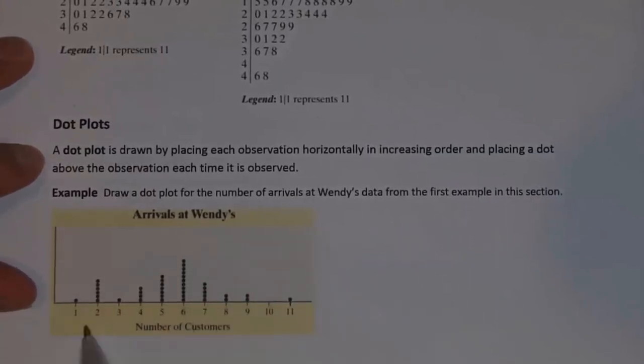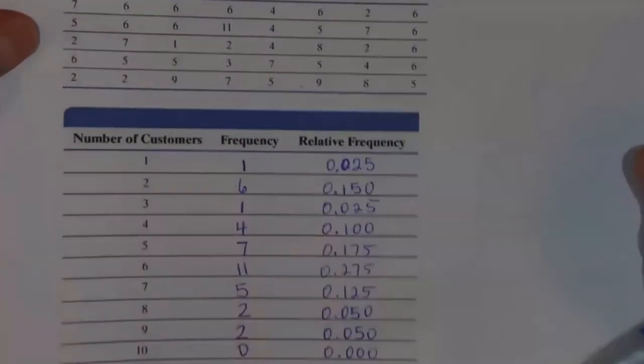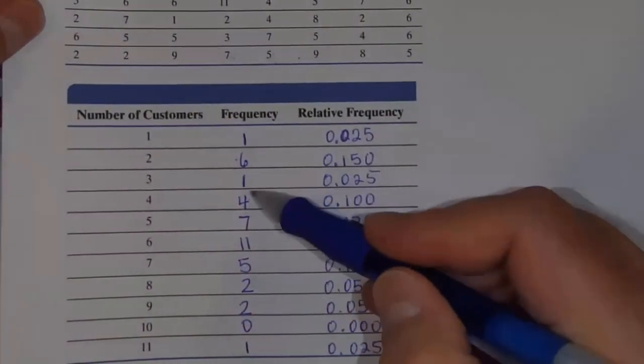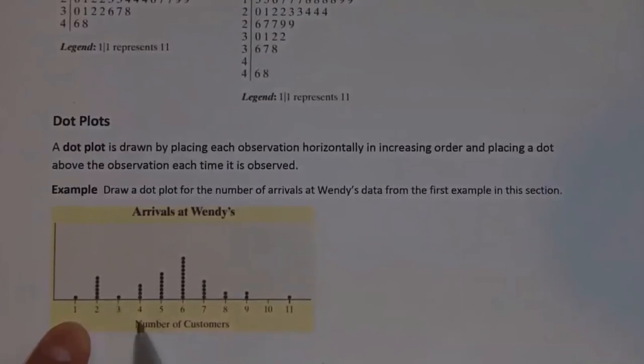So for example, this plot right here is from the Wendy's data that we used as our first example in section 2.2. So we had our Wendy's data here. The data value 1 occurred once, so it has 1 dot above it. The data value 2 occurred 6 times, so it has 6 dots above it. The data value 3 occurred once, so it has 1 dot above it.